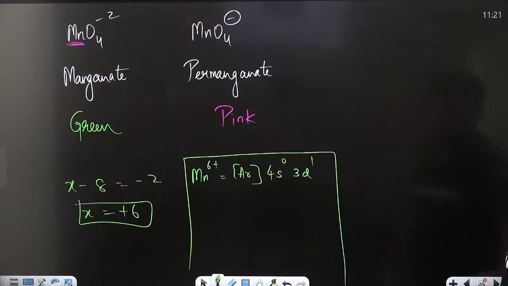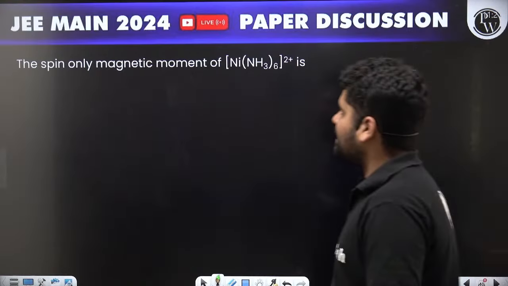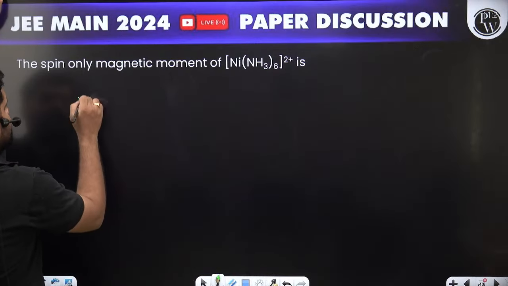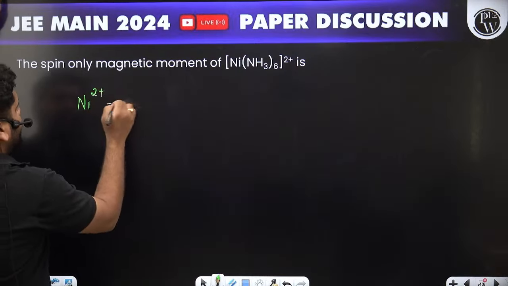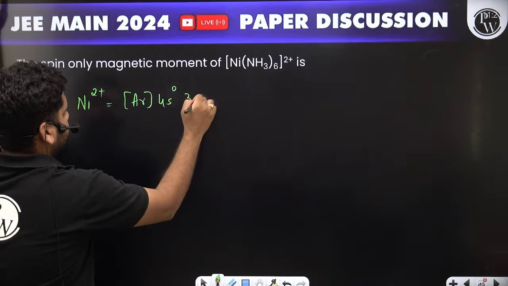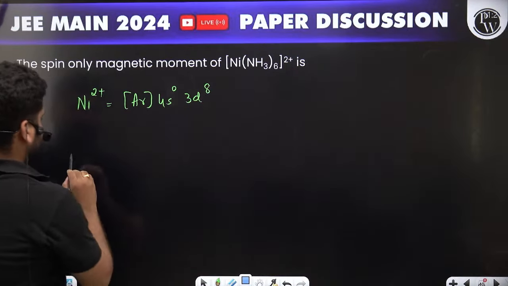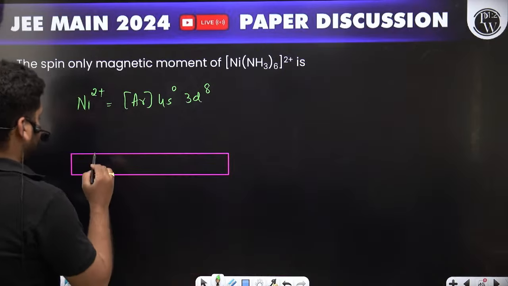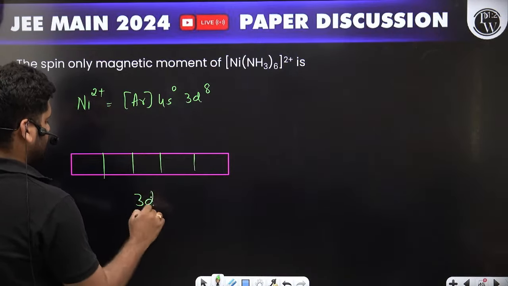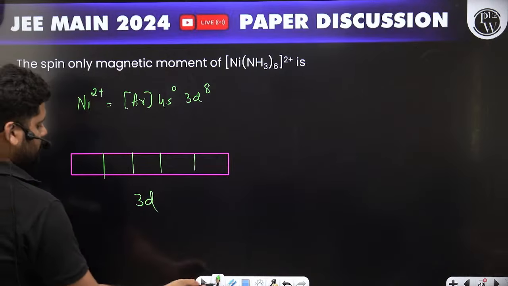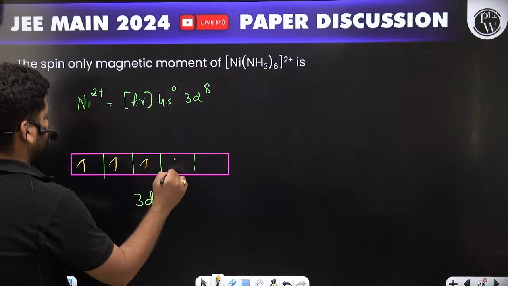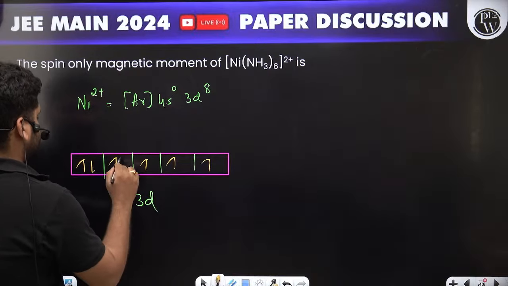Next one, see, the next question: the spin-only magnetic moment of [Ni(NH3)6]2+. Here the oxidation state of nickel is plus 2, and you can write it as argon 4s0 3d8. Okay, 4s0 3d8, and here we have the 3d subshell where we have 5 orbitals, and you have 8 electrons, isn't it? So 8 electrons would be represented normally like this: 1, 2, 3, 4, 5, 6, 7 and 8.